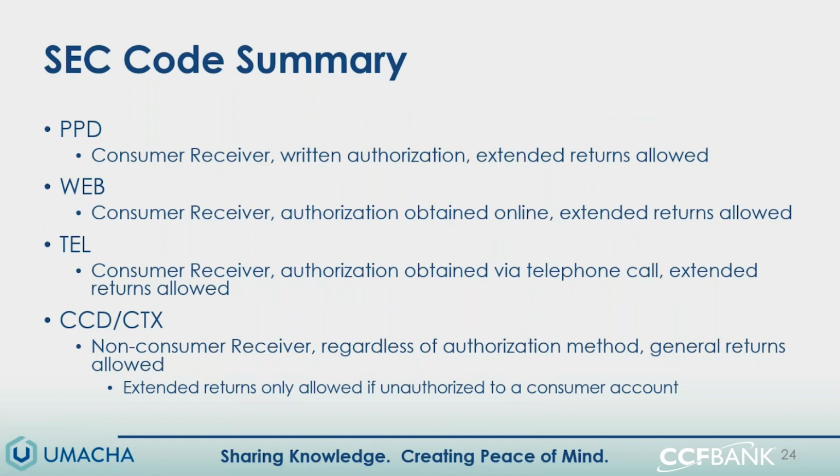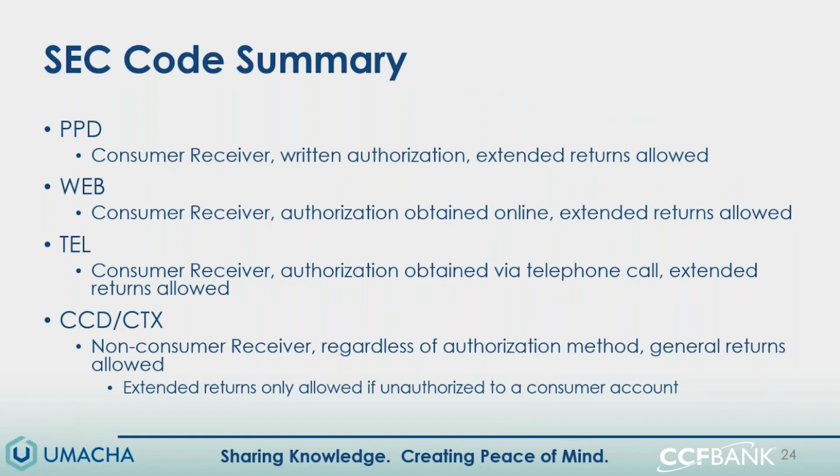Now you'll notice those first three, the last piece of it says extended returns allowed. So this means those consumer receivers can go and dispute those transactions with their financial institution, and you could receive a return for those entries as unauthorized for approximately 60 days after the settlement. So think about you as a consumer, take off your business hat, put on your consumer hat. If you have an unauthorized entry in your account, you're likely going to contact your financial institution. They're going to have you fill out a form and you're going to return that entry. That can happen on the entries that you originate as well.